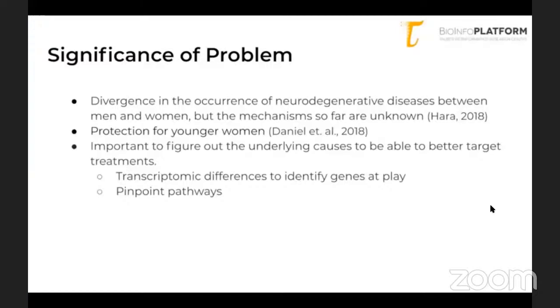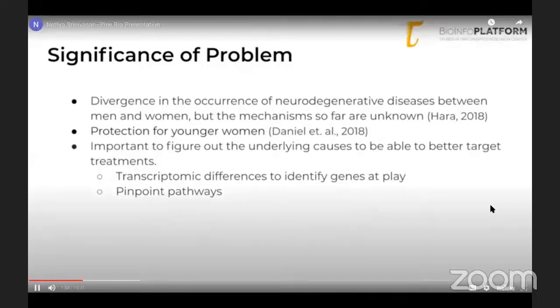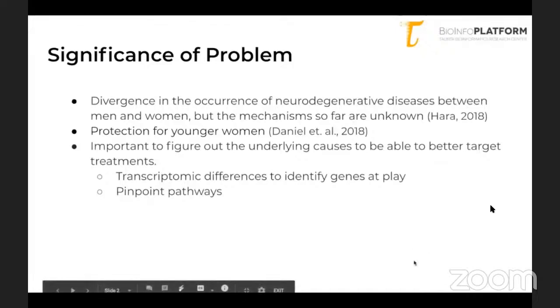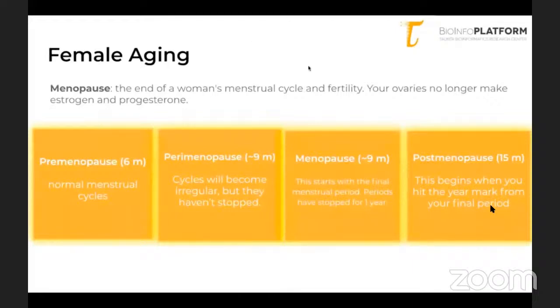And furthermore, current Alzheimer's treatments only target acetylcholine and glutamate to treat symptoms, but not the root cause. And since there seems to be a divergence and a discrepancy between the two genders, it's important to figure out the underlying causes to be able to better target treatment. So first of all, I'd like to figure out what is going on as the female ages and if there are any transcriptomic differences that can help us identify genes at play. This can also help us pinpoint pathways that related genes may play a role in, in order to target treatment effectively.